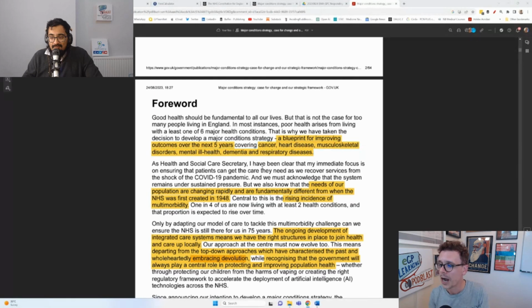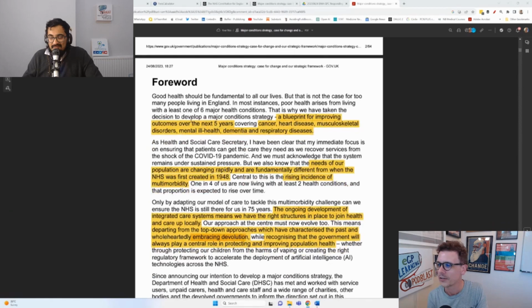And again, I won't read them all out because it feels like I'm saying cancer, heart disease, musculoskeletal disorder, mental ill health, dementia, and respiratory disease far too often in this. So we'll stop reading them all out. But 6 disease areas, that's why it's called a major conditions strategy. What do you think about those diseases?